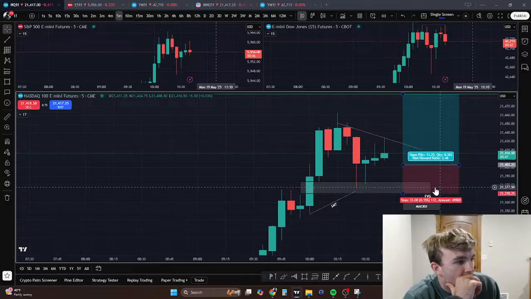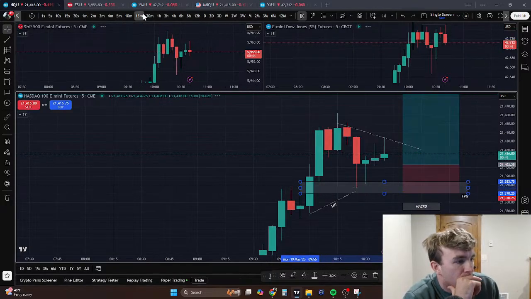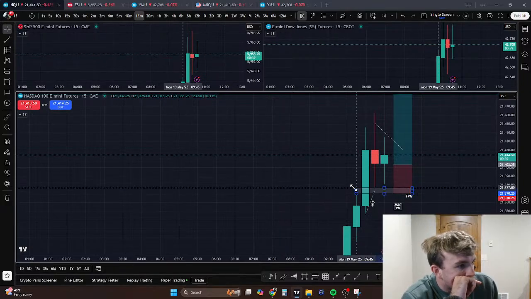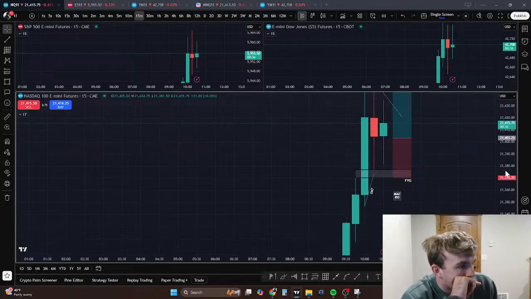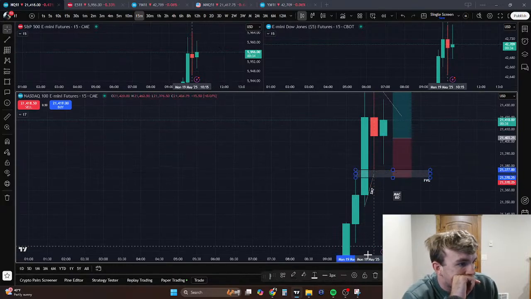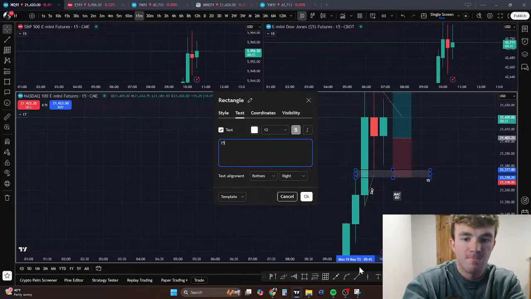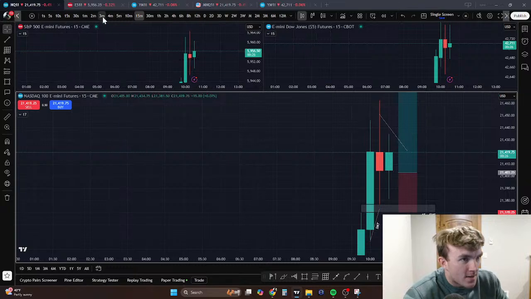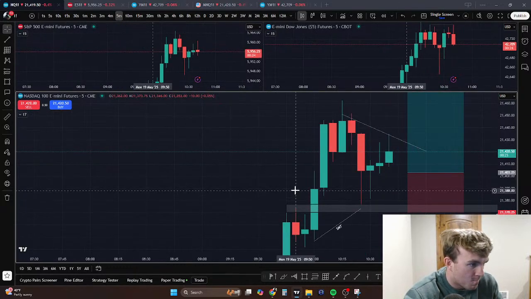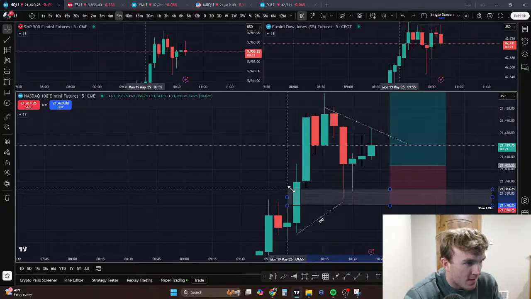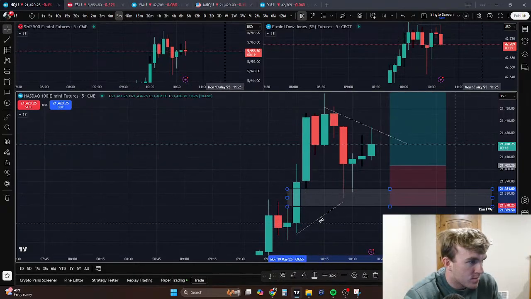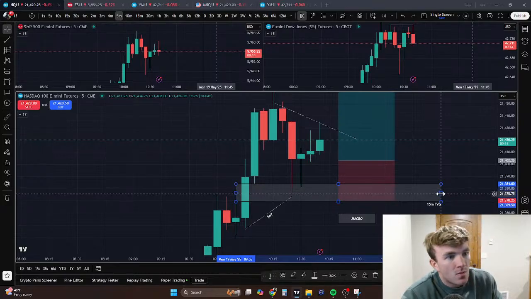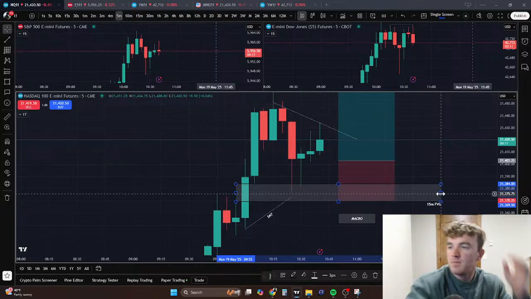What is this, 5-minute for value gap? Right. Oh, you know what? It's a 15-minute for value gap right here. So maybe we rebalance there. Let's just keep this marked out as a 5-minute for value gap. We got equal highs on YM.